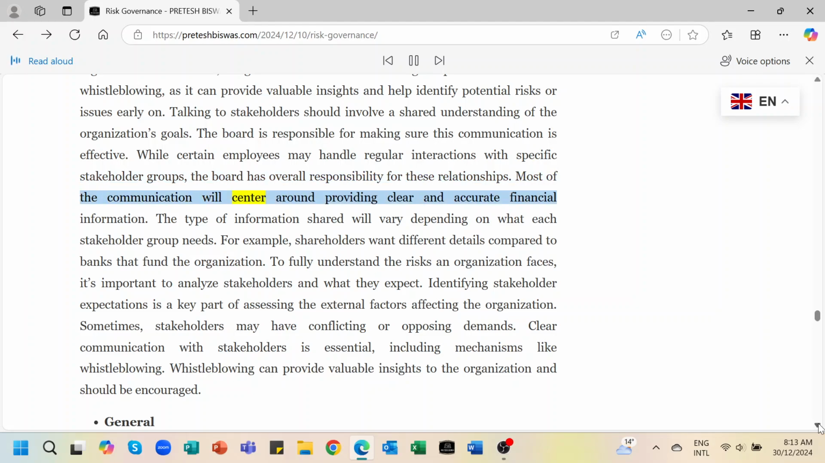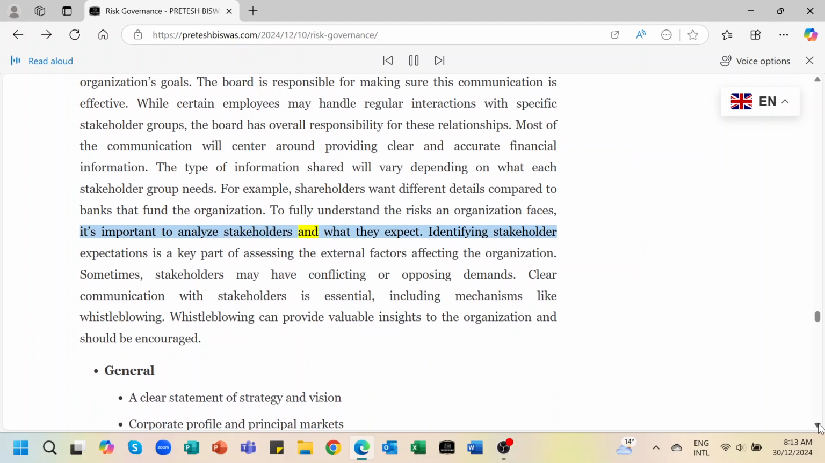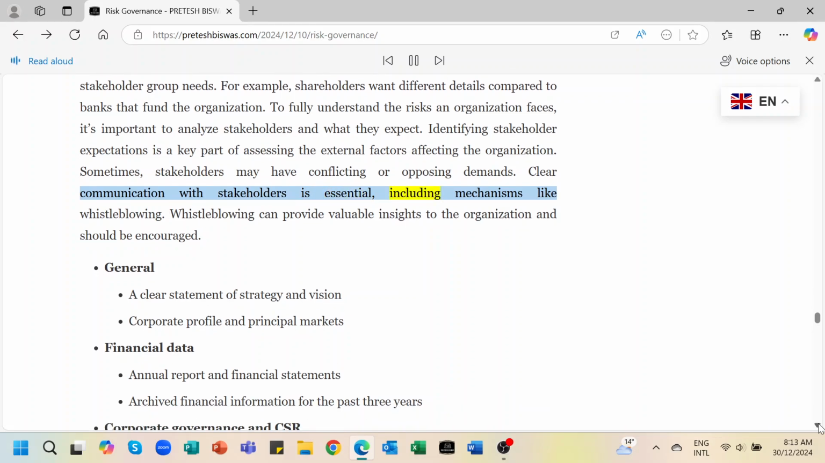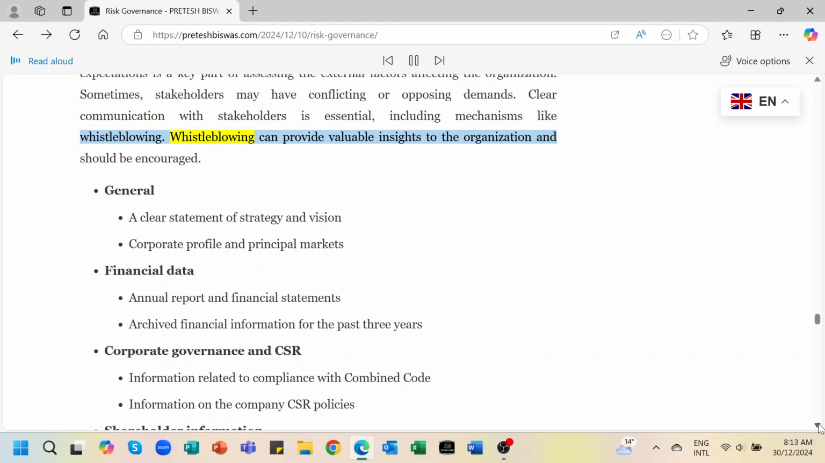Most of the communication will center around providing clear and accurate financial information. The type of information shared will vary depending on what each stakeholder group needs. For example, shareholders want different details compared to banks that fund the organization. To fully understand the risks an organization faces, it's important to analyze stakeholders and what they expect. Identifying stakeholder expectations is a key part of assessing the external factors affecting the organization. Sometimes, stakeholders may have conflicting or opposing demands. Clear communication with stakeholders is essential, including mechanisms like whistleblowing. Whistleblowing can provide valuable insights to the organization and should be encouraged.